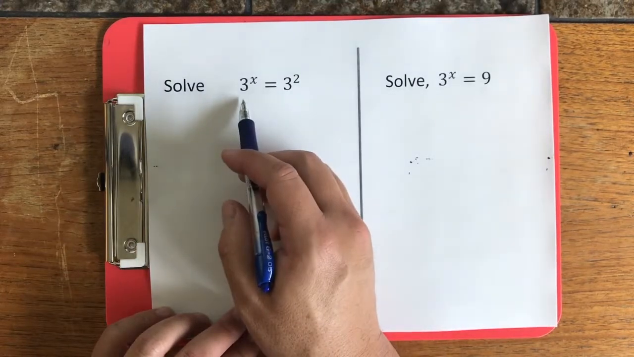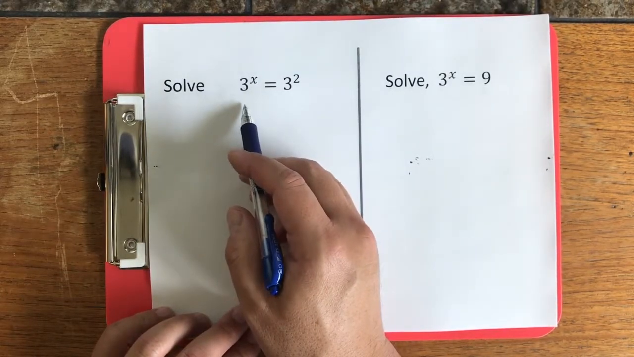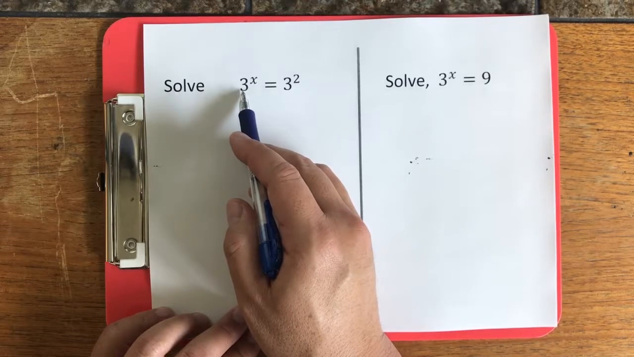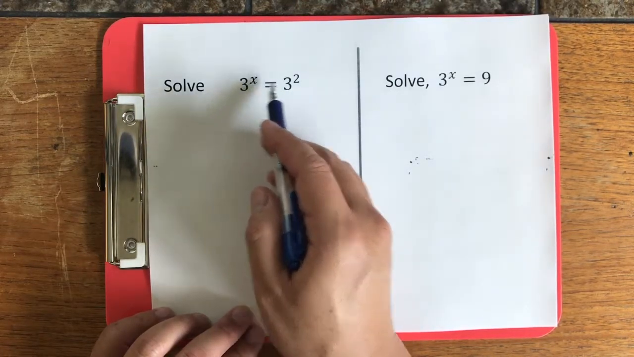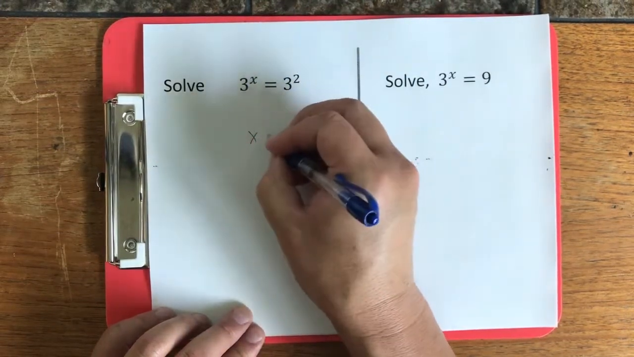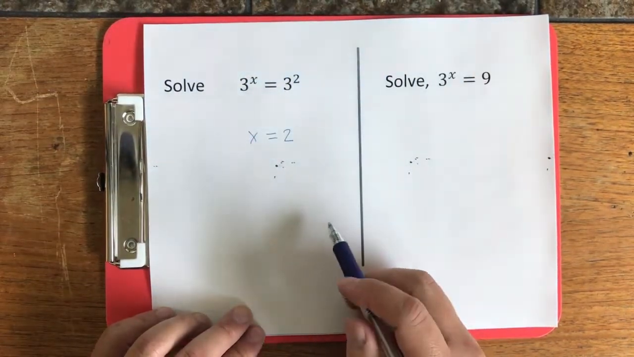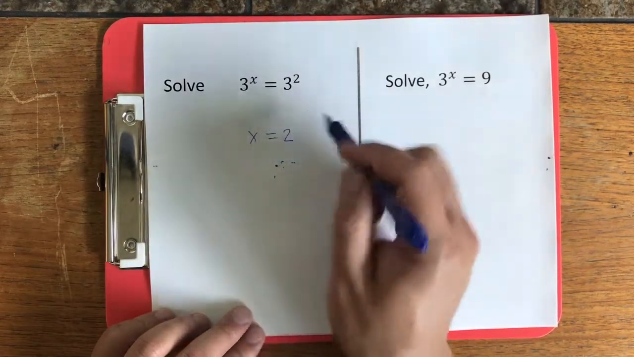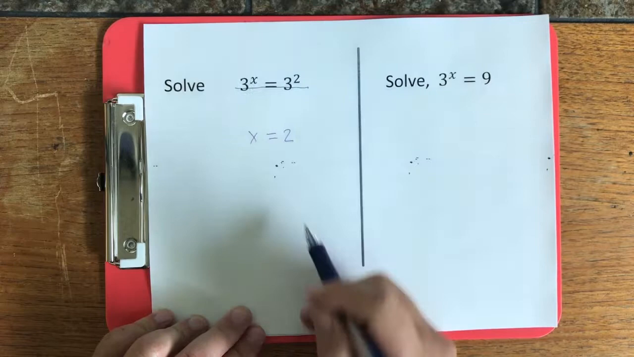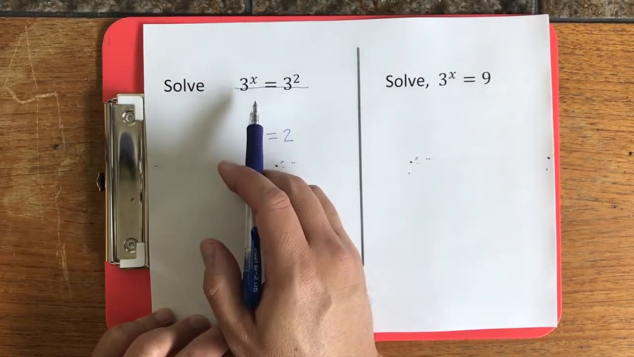When I have this problem here, it's pretty obvious that if we just do basic pattern matching, that's the same. The only thing that's different is that the x should be equal to 2. So we can see just by using our own intuition and pattern matching that if the bases are the same, we can just cross them out and have the exponents be equal to each other.